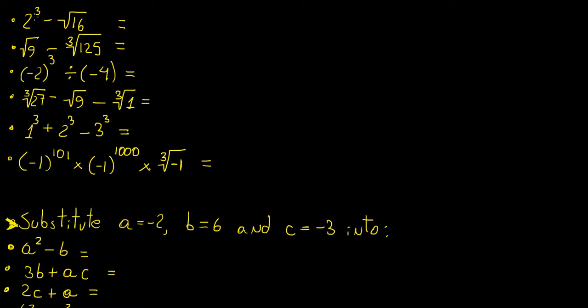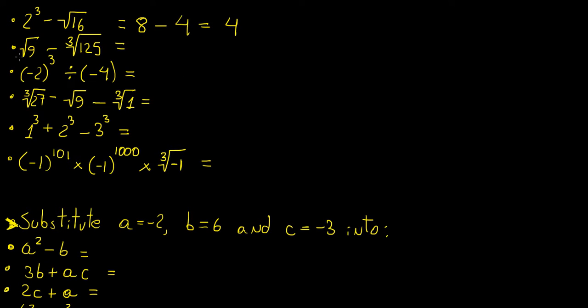So the first one is going to be 2 to the power 3. That is essentially the same as saying 2 times itself 3 times, so that's going to be 8. And then minus the square root of 16. So what is a number that multiplied by itself gives you 16? That's going to be 4. And then this is going to be equal to 4.